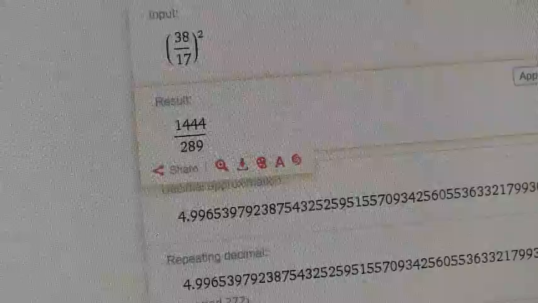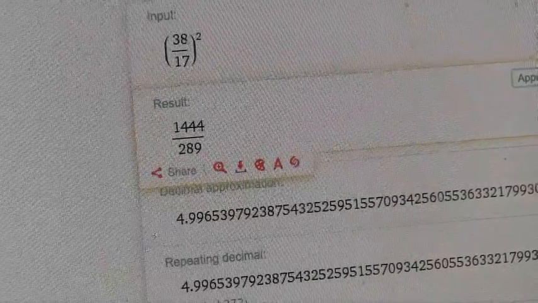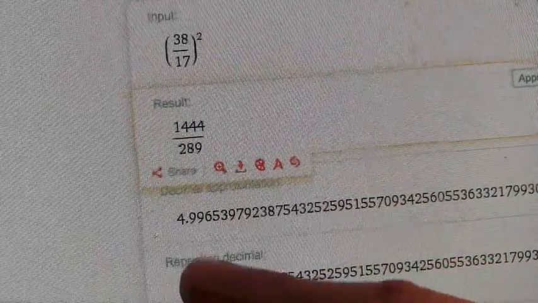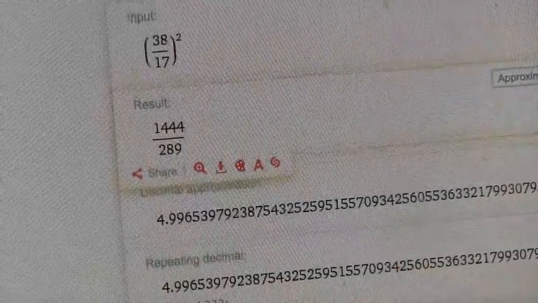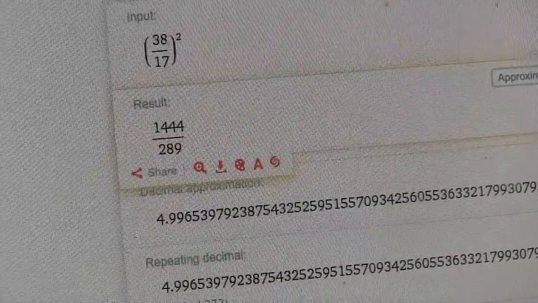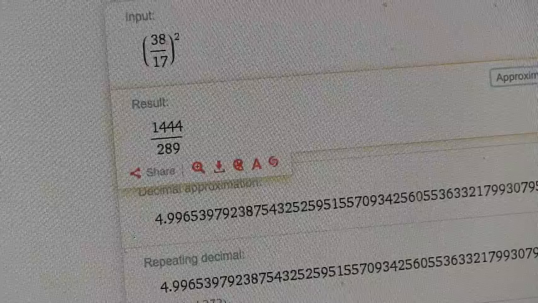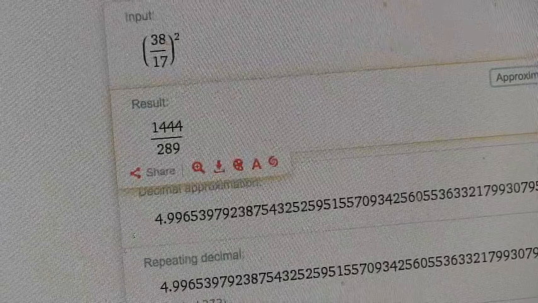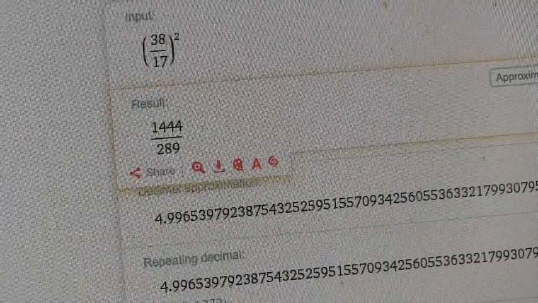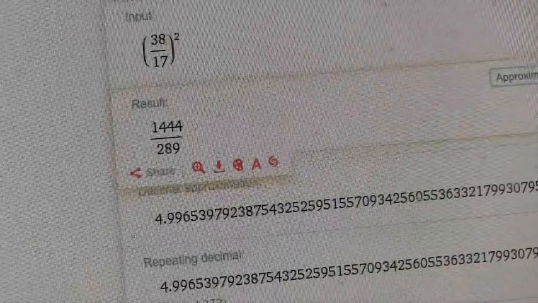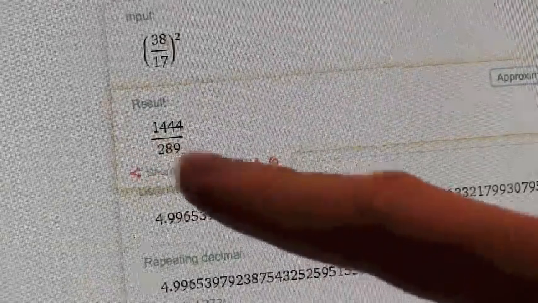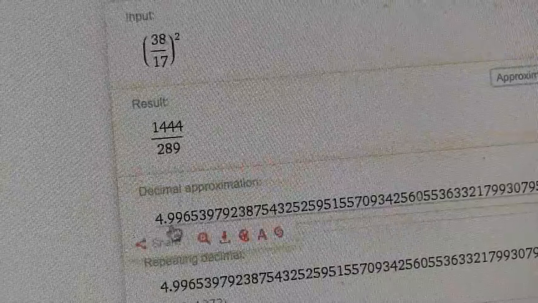1444. Wow, 38 squared is pretty cool. I didn't know that. 1444 over 289. And look what Wolfram Alpha says that is: 4.99653. So that's really close to 5. Maybe we should memorize 1444 over 289. If you ever need the square root of 5, 38 over 17 looks like a pretty good approximation, because 1444 over 289 is almost 5.